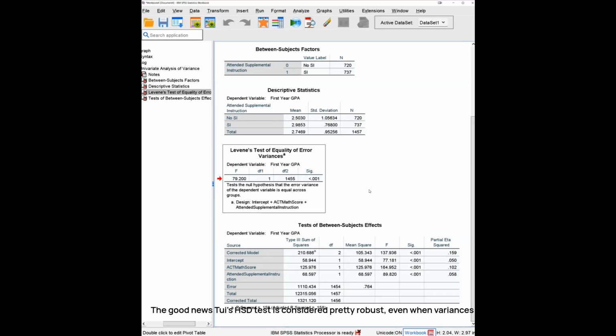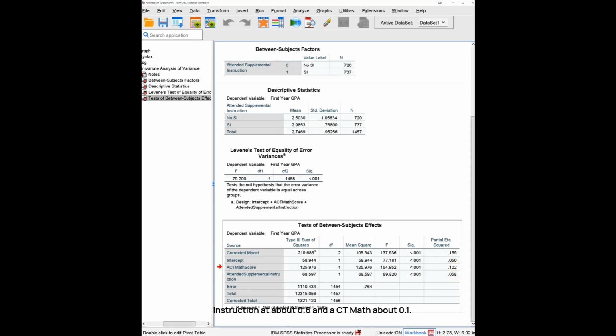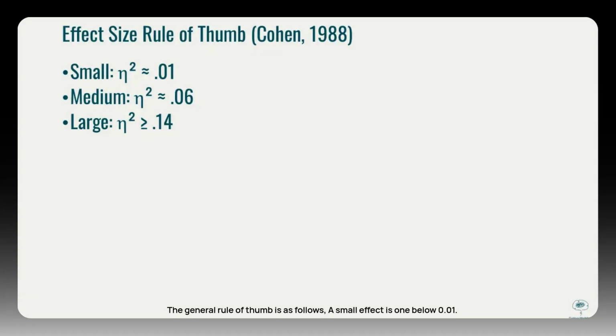The good news? Tukey's HSD test is considered pretty robust even when variances aren't perfectly equal, especially with a large balanced sample like ours. Also, we see in the effect size scores that the effect sizes are moderate to large, with supplemental instruction at about 0.6 and ACT math about 0.1. The general rule of thumb is as follows. A small effect is around 0.01, a medium effect is around 0.06, which we saw supplemental instruction to be, and large is greater than 0.14, which ACT math is approaching.